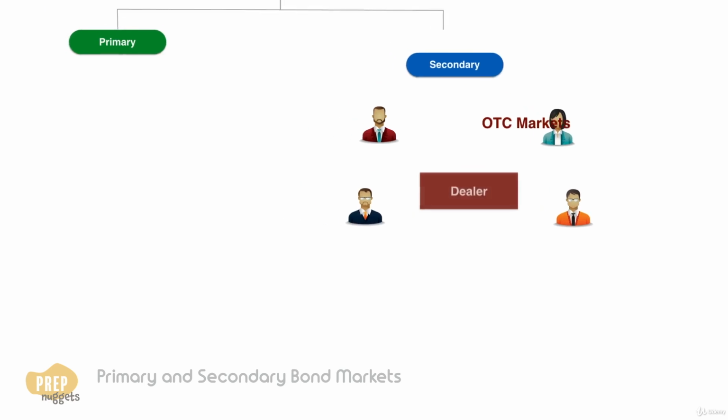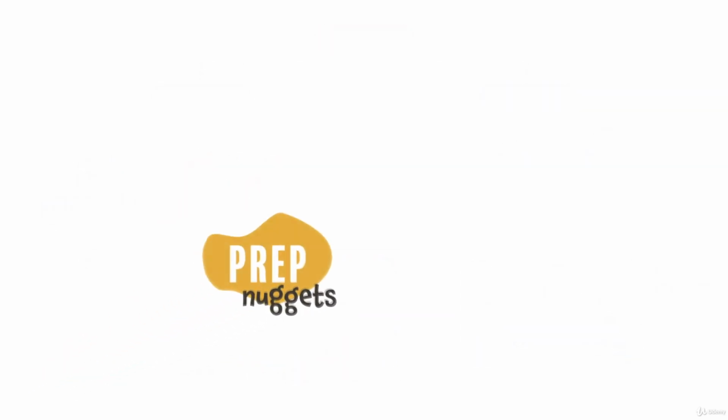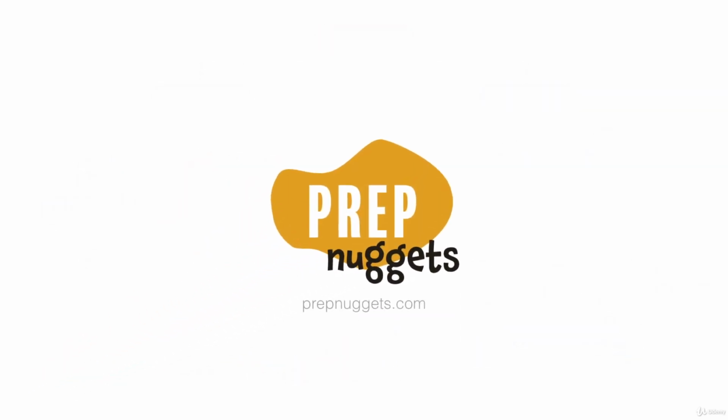And that concludes this lesson on primary and secondary markets, where we have an overview of the issuance and trading of bonds. See you at the next lesson, where we'll move on to the specific types of bonds.